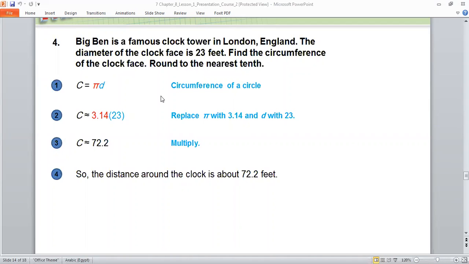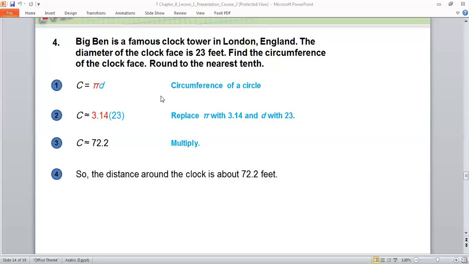So what will the answer be? 2 times 22 over 7 times 3.5 equals what? The circumference is equal to 2 pi r. 2 times 22 over 7 times 3.5. I can multiply 2 by 3.5, and it gives me 7. 7 times 22 over 7.